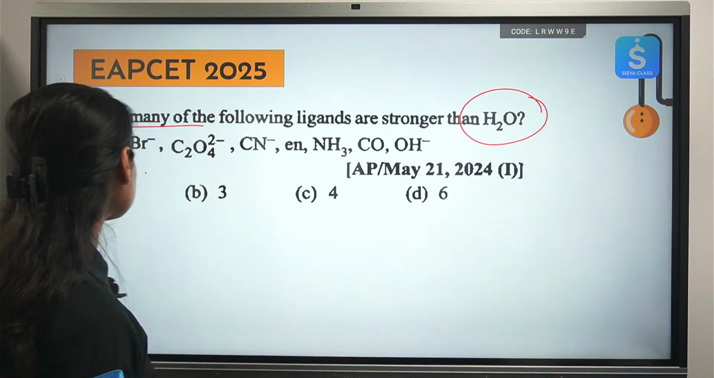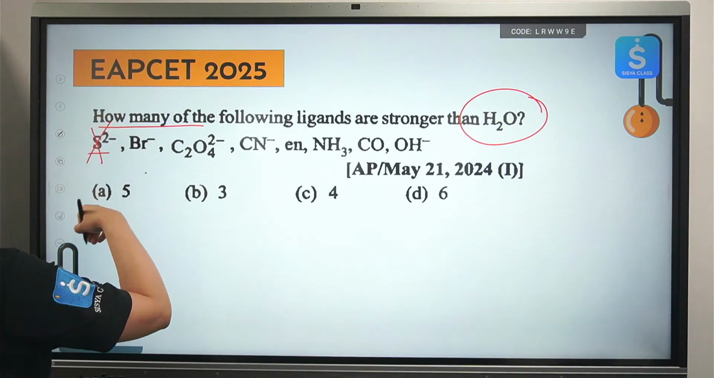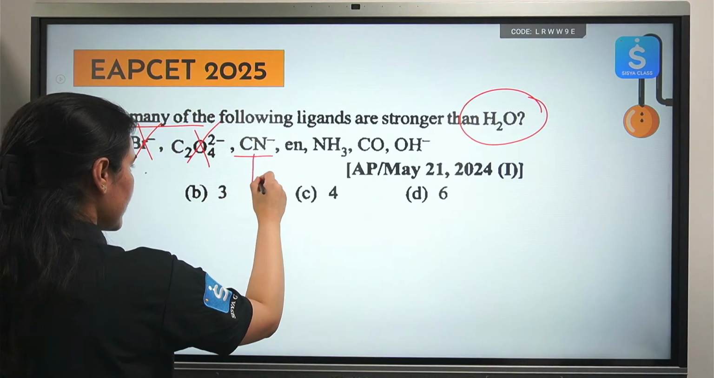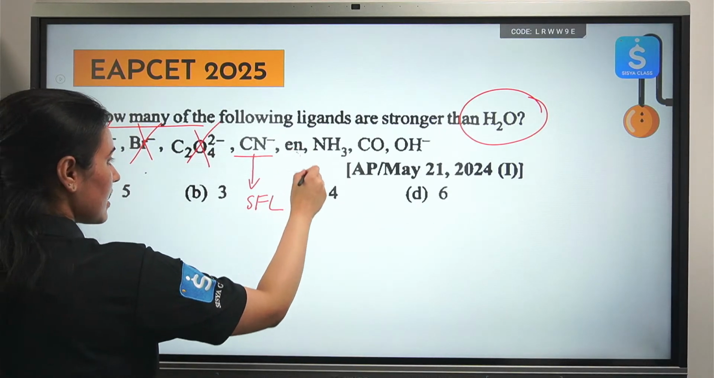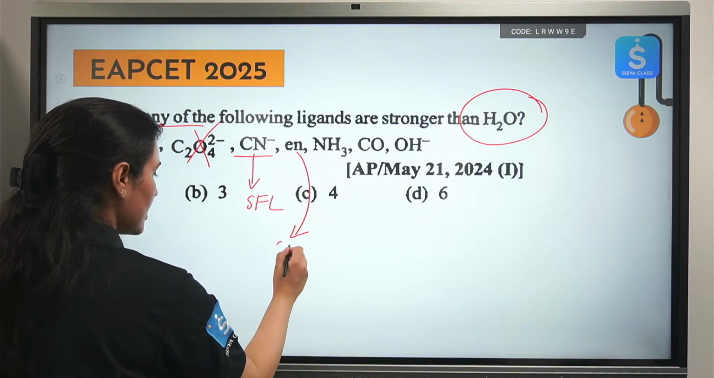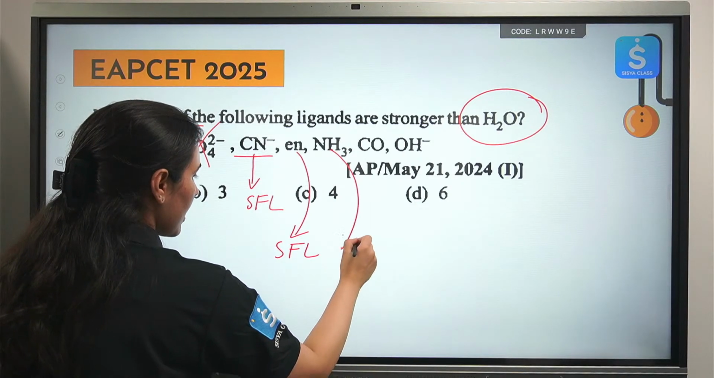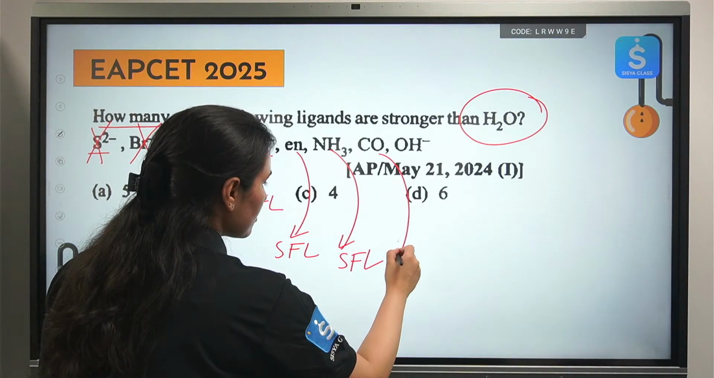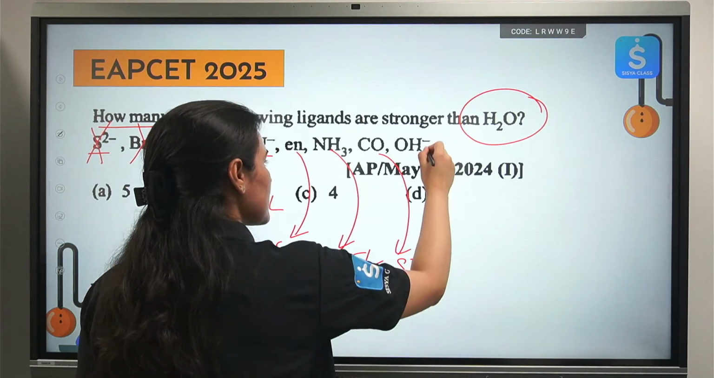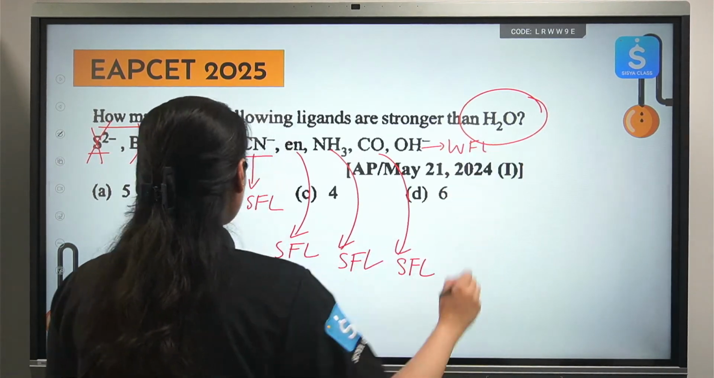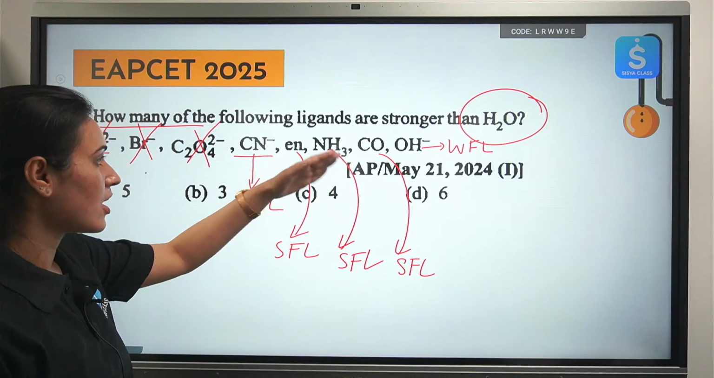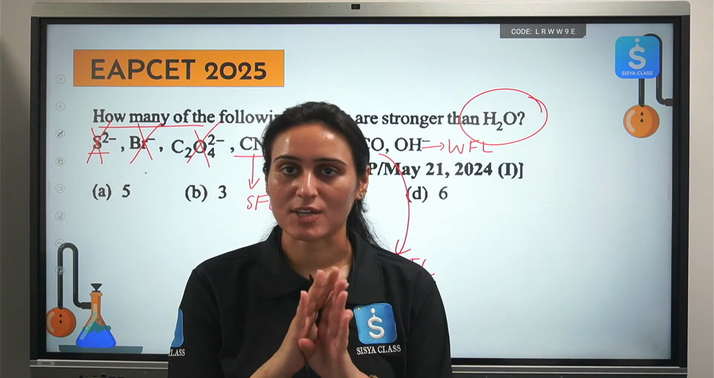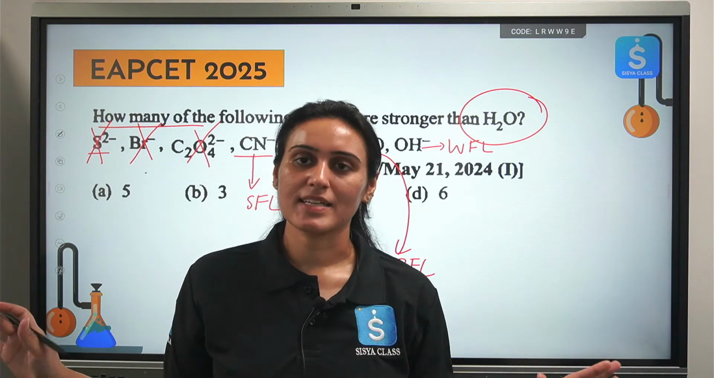Please see. Sulfite, weak field ligand. Bromide, weak field ligand. Oxalate, weak field ligand. Strong field ligand, carbon donor. Ethylenediamine, nitrogen donor, strong field ligand. Ammonia, again a nitrogen donor, strong field ligand. Carbon donor, strong field ligand. Hydroxide, weak field ligand. So how many ligands are present here which are stronger than water? Only 4. Option C. So if you know the spectrochemical series, you know the answer directly.